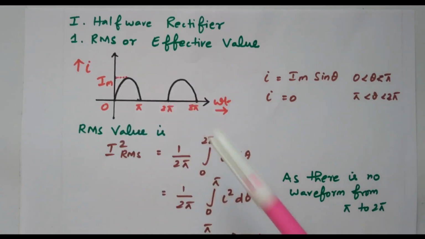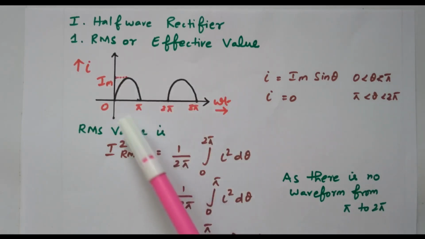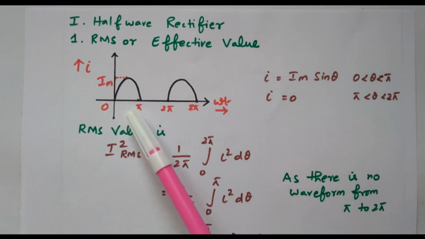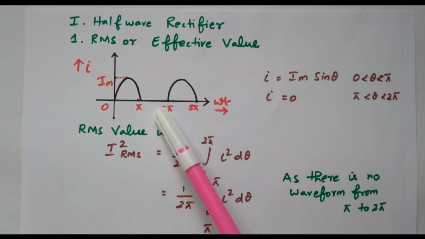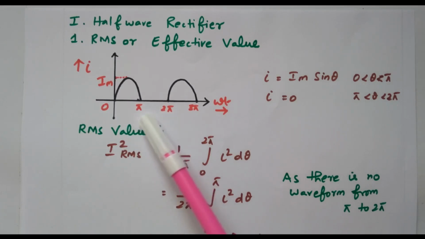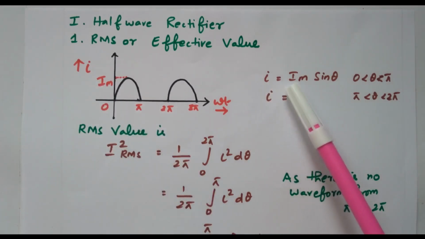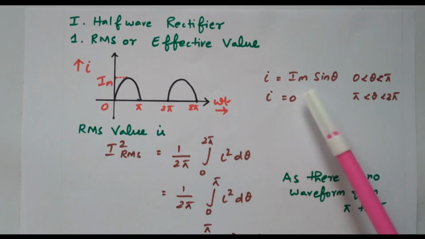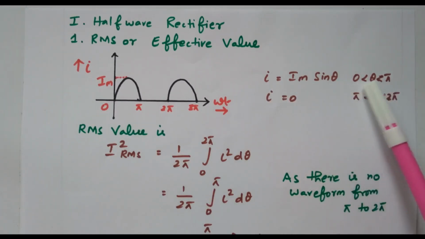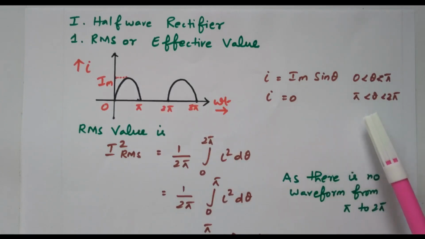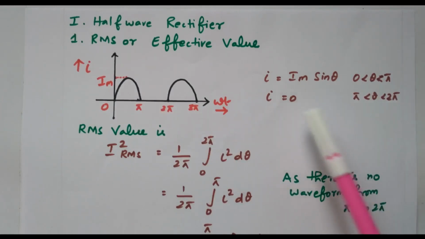The same thing is repeated. So the waveform is available between 0 to pi. From pi to 2 pi the current or voltage is 0. Here we consider the current. So I equals Im sin theta, the general formula that is applicable for 0 to pi. 0 to pi the voltage is available. In case of pi to 2 pi the current is 0. So based on that we will go for the derivation.